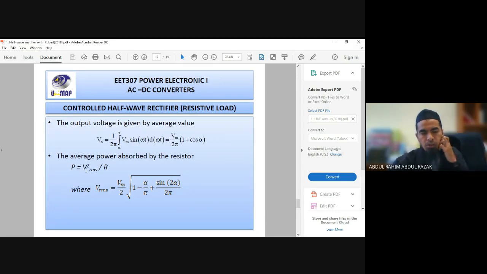In terms of average power absorbed by the resistor, it is also the same: V square over R, where V here is VRMS out, divided by R, or I square R. I is the RMS current absorbed by the load times the resistance. And your VRMS is equal to Vm divided by 2 times the square root of 1 minus alpha divided by pi plus sine 2 alpha divided by 2 pi.